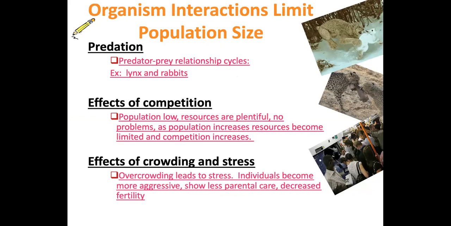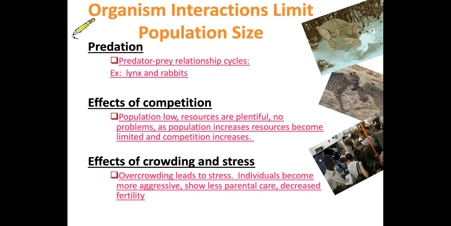So before we jump into the independent piece, we're going to talk about predator-prey relationship cycles. Okay, a great example of this is the lynx and the rabbit, and I'm going to pull that up shortly. But we should know the effects of competition and of crowding and stress.